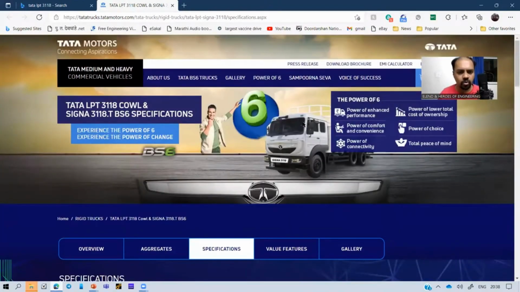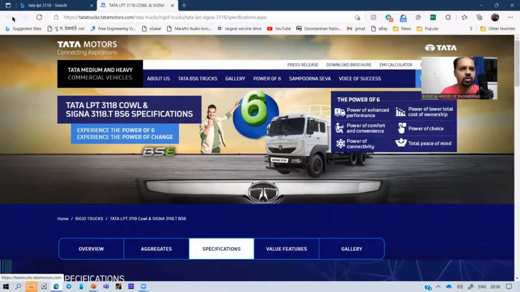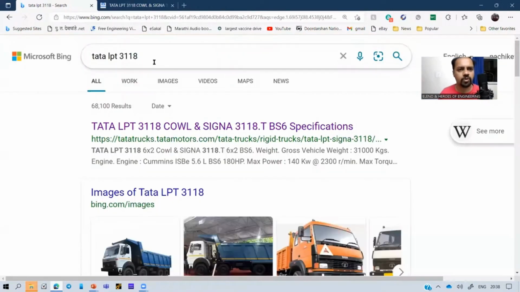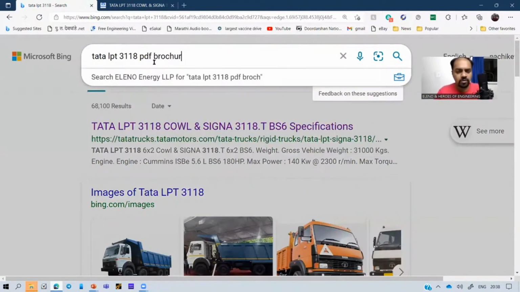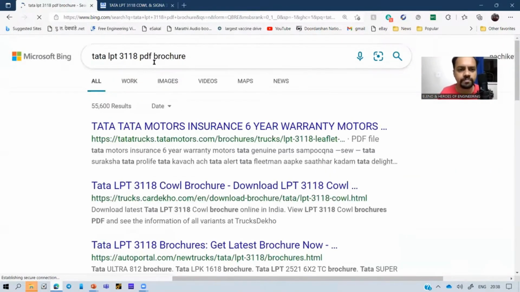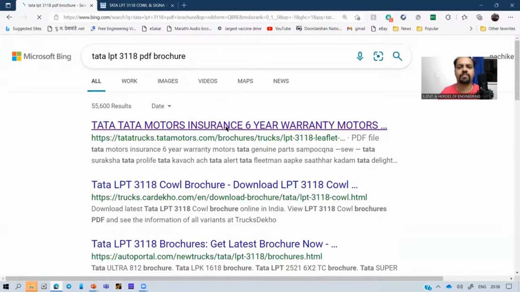Okay, if I go for, 1 second. So if I go for PDF brochure, yeah, there you go.